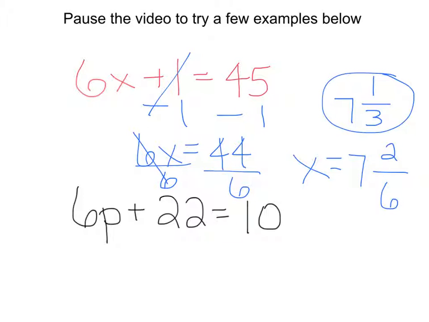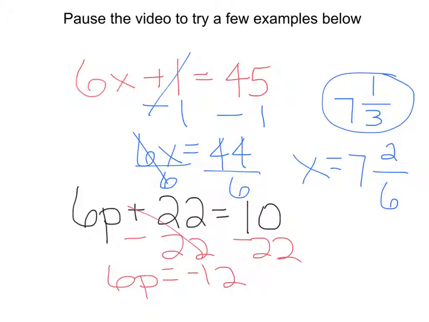The next example, you subtract 22 from both sides, and so you get 6p equals negative 12. Divide both sides by 6, and p equals negative 2.